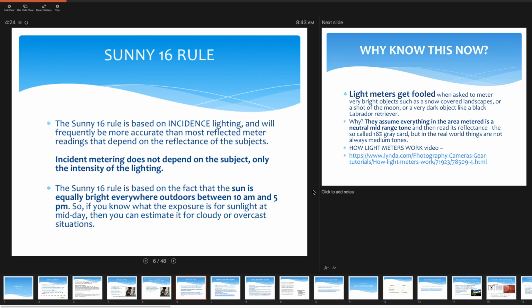This rule was based on incident lighting, and it's typically more accurate than the lighting that your camera meters do, which is reflective lighting. So incident metering doesn't depend on the subject. It only depends on the source of the light, being the sun if you're outside. So the Sunny 16 rule is based on the fact that the lighting is going to be pretty constant during those times.